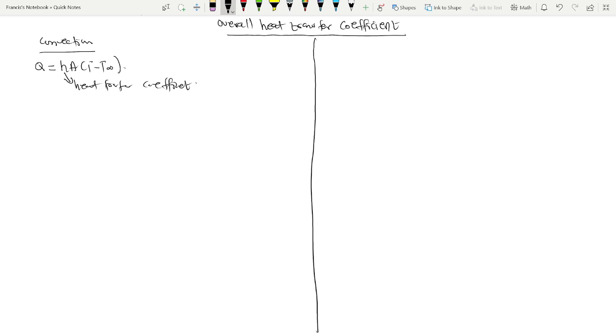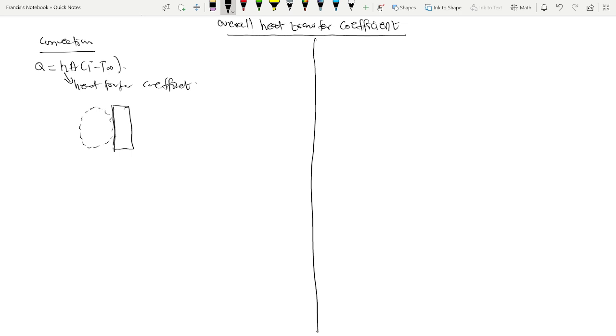Now, but this one is overall. So what it means is that we have a lot of convection heat transfer going on. So we are going to sum all their coefficients and then we'll call it the overall one. So let's say we have a metal slab, and then a hot fluid is being made to flow around the metal slab. So we have a hot fluid here, which is being exposed to one side of the metal slab.